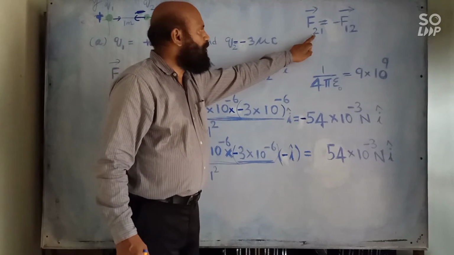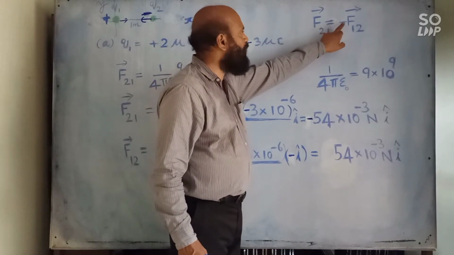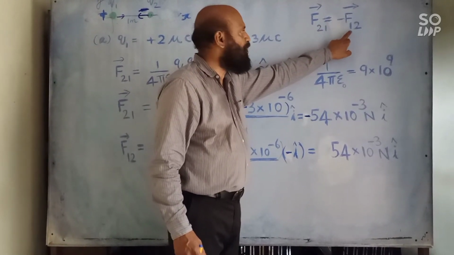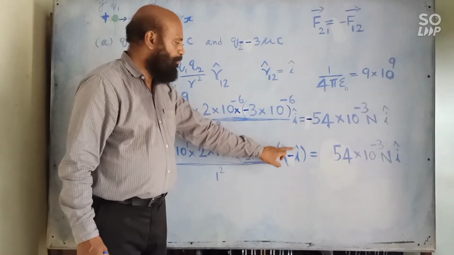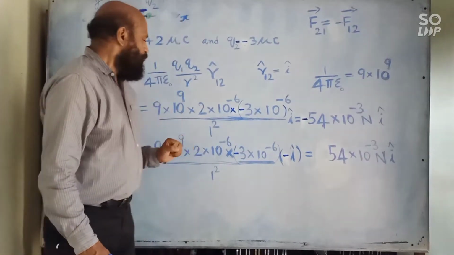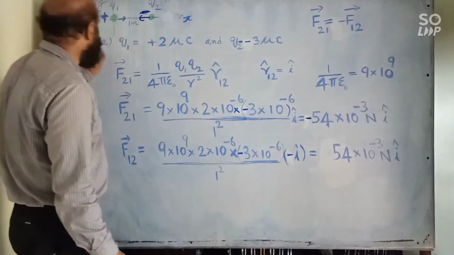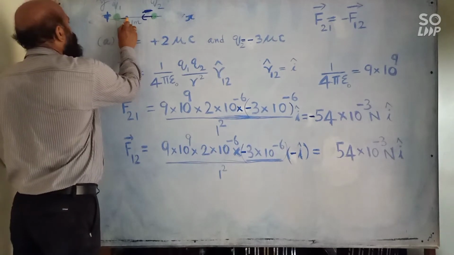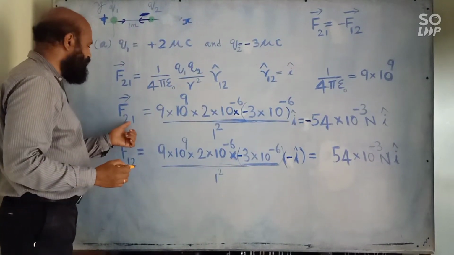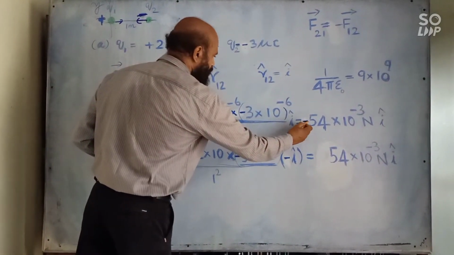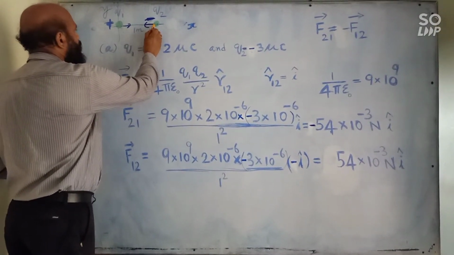Now the force experienced by the second charge because of the first charge will be equal to the negative of the force experienced by the first charge because of the second charge. So we have to change the sign of this minus I cap. Minus into minus is plus. So 54. The force experienced by the first charge will be along the positive x-axis. This is the force experienced by the second charge because of the first charge. Since it is a negative sign, it will be directed towards the negative x-axis.